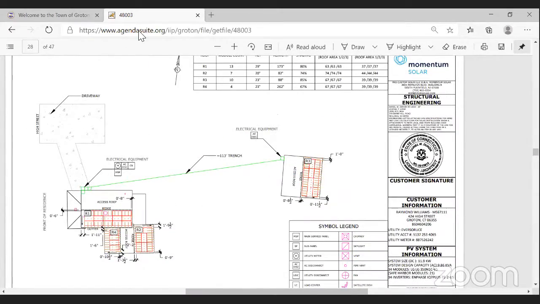There will be 27 modules on the house roof and 10 on the shed. Make sure I did that right. Apologize about that. 24 on the house and 10 on the shed.